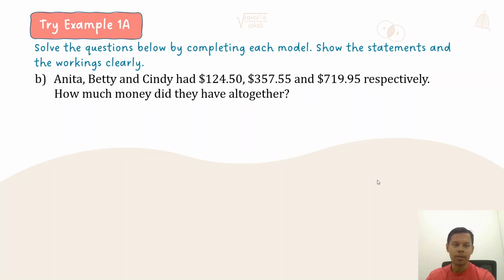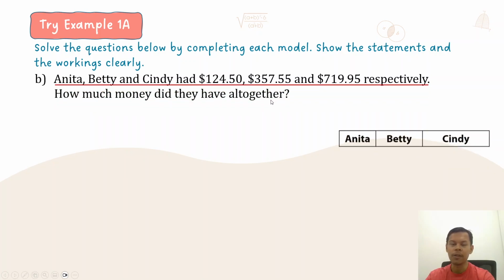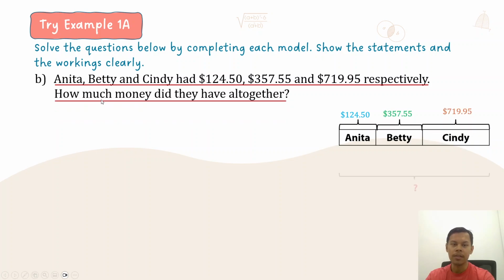All right. Next question. Anita, Betty, and Cindy had $124.50, $357.55, and $719.95 respectively. So this one belongs to Anita, this one belongs to Betty, Cindy is this one. The question asks how much money did they have all together. So it's very straightforward. We just draw and label accordingly, and the question asks us how much money did they have all together. So let's just draw the bracket and question mark over here.